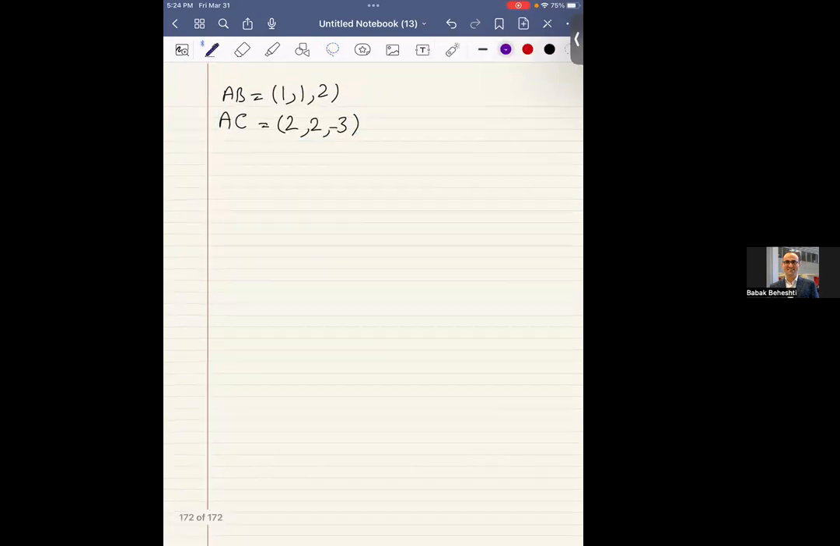So I need the cross product. N is equal to AB cross product with AC. So what is the cross product? You remember the cross product is a vector whose first component is given by 1 times -3 minus 2 times 2. So the first component is -3 minus 4, which is -7.